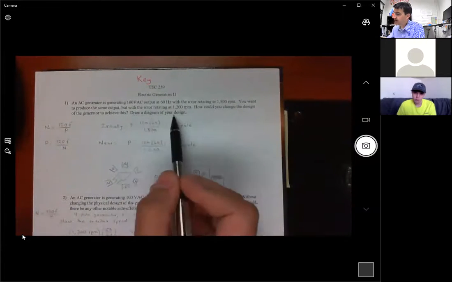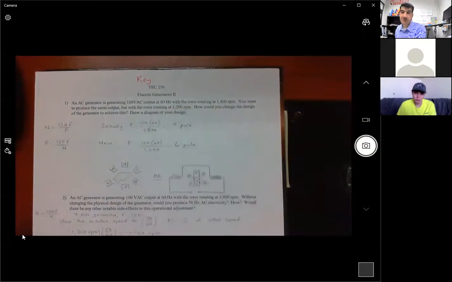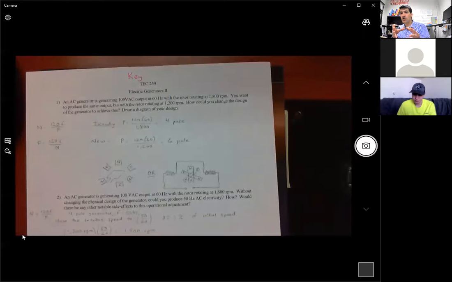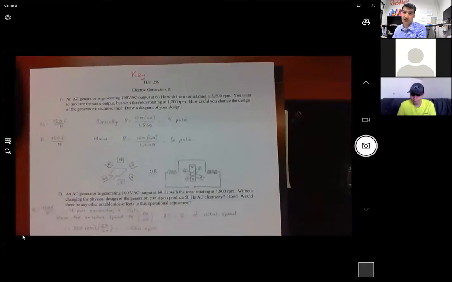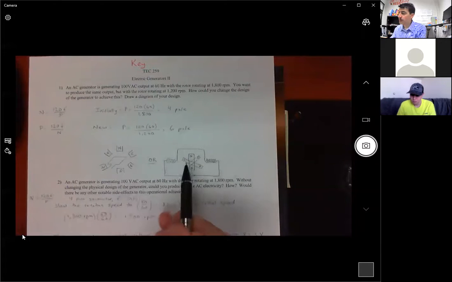And it says to draw a diagram of your design. There's basically 2 ways you can do this. You can put the magnetic field on the rotor, or you can put the magnetic field on the stator. So I drew both of them here. So your sketch should look something like either that or that.